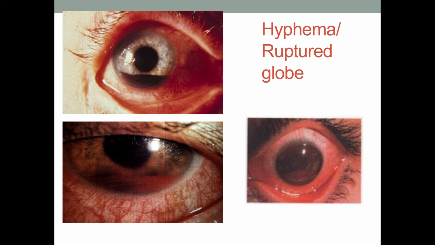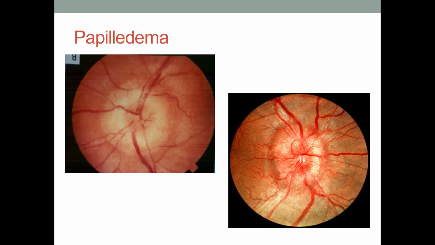This is hyperemia and a ruptured globe. This is a critical emergency as well. 911 off to the ER. Papilledema also is an emergency. These children are also going to have other abnormal neurological signs, but this is a 911 off to the ER as well.